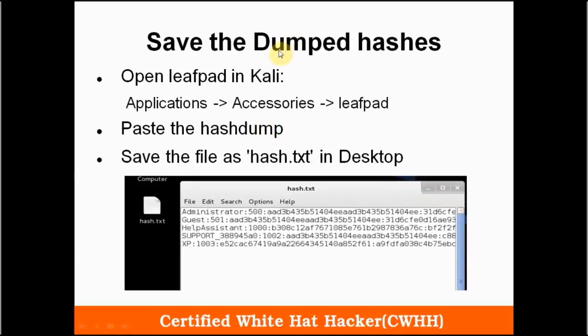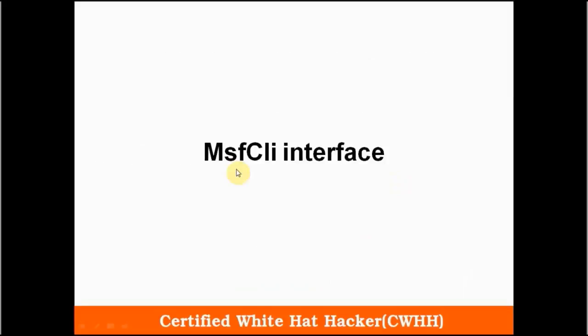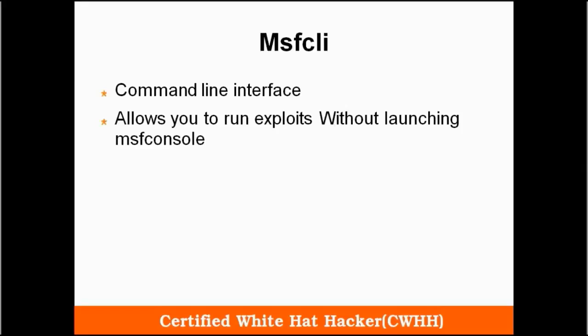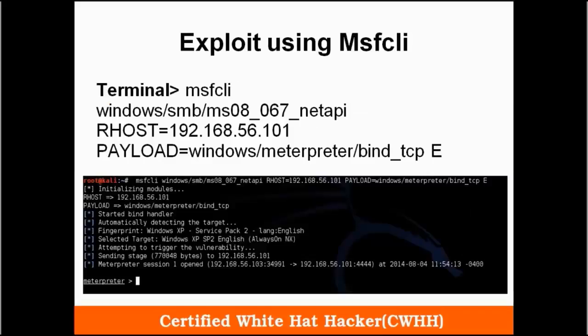So first we're going to save the hashes that were dumped. You can open any sort of notepad or leafpad in Kali, and just paste that hashdump that you got over here and save it. And you can also use the MSFCLI interface. This is if you don't want to open the MSF console, and it's very fast to use MSFCLI rather than the MSF console if you know exactly which exploit you're going to use.